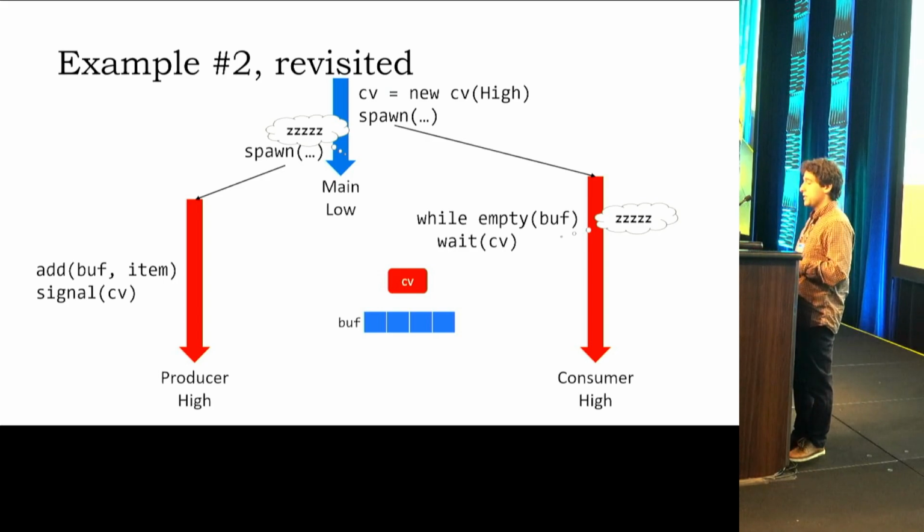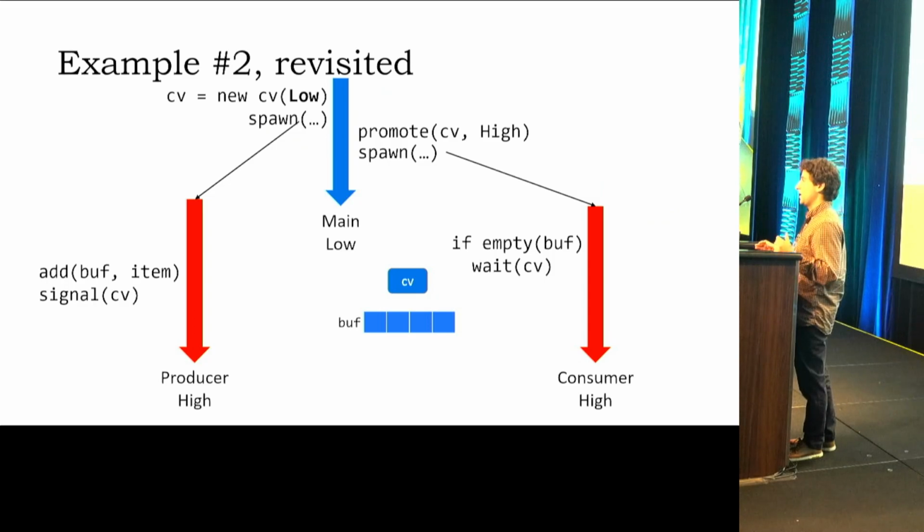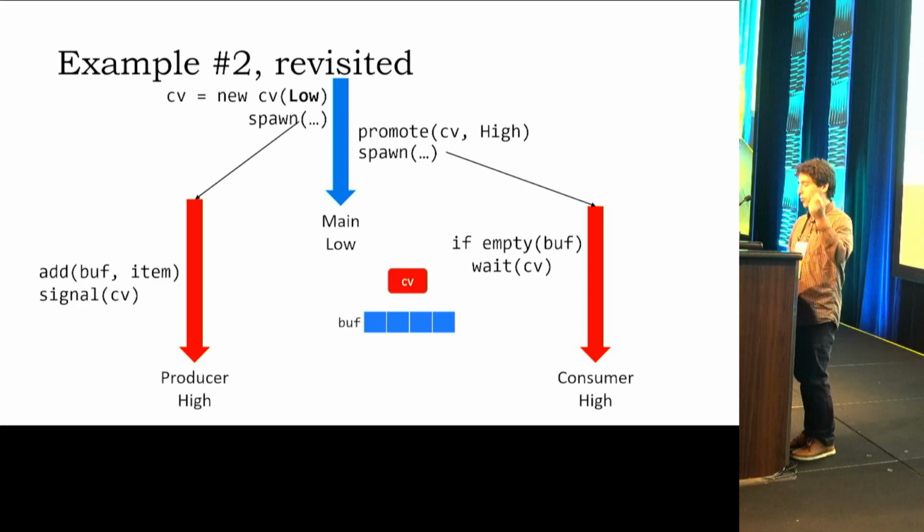Unfortunately now, in the absence of any sort of major restructuring of the code, we're stuck in terms of getting this example to compile. So we introduce another mechanism called promote, which allows us to raise the priority of a condition variable at runtime. So now we've reordered the spawns, which is important here. So now the low priority thread spawns the producer, passes it this low priority CV, which is still okay, because the low priority thread is allowed to signal a low CV. The high priority thread is allowed to signal a low CV. We're good so far. It then promotes the condition variable to high before passing it to the consumer, which is now allowed to wait on it because they're both at high priority.